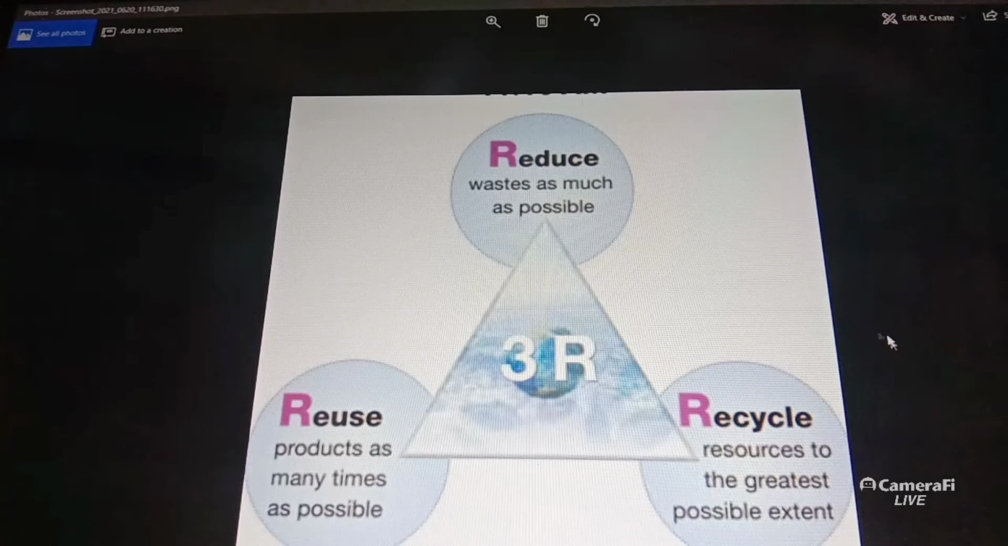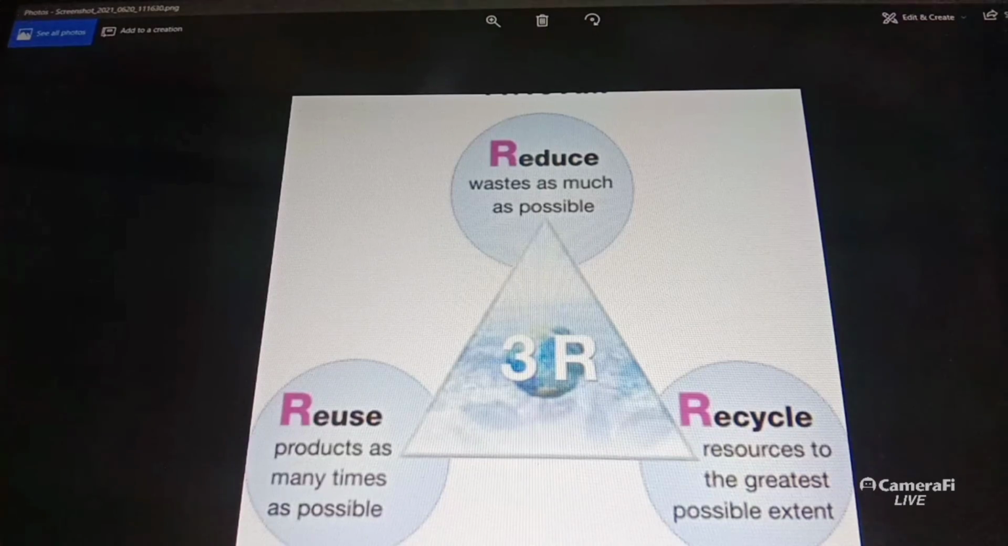Have a look. This is the 3R. What does this represent? First is reduce waste as much as possible. Then recycle resources to the greatest possible extent. Any kind of material we are not properly using right now but which has the potential to be recycled or reused, after a year we have to recycle it. We don't have to throw it away. And reuse products as many times as possible, and then go through the recycle procedures. These three cycles are interconnected with each other.